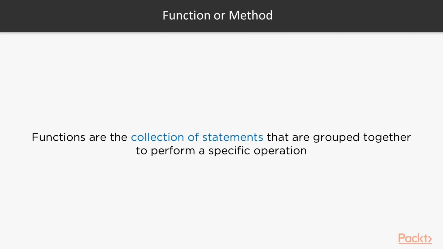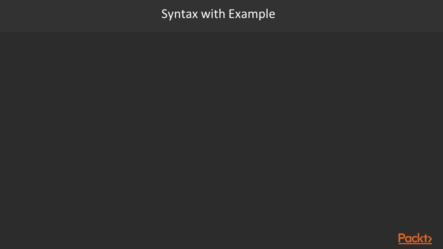In simple words, it means the functions are intended to perform a specific operation, may it be to find the area of the rectangle, perimeter of a triangle, adding two numbers, and so on and so forth. And also note that the functions are also known as methods. So what is the syntax to define a function in Kotlin? The syntax is again very simple.